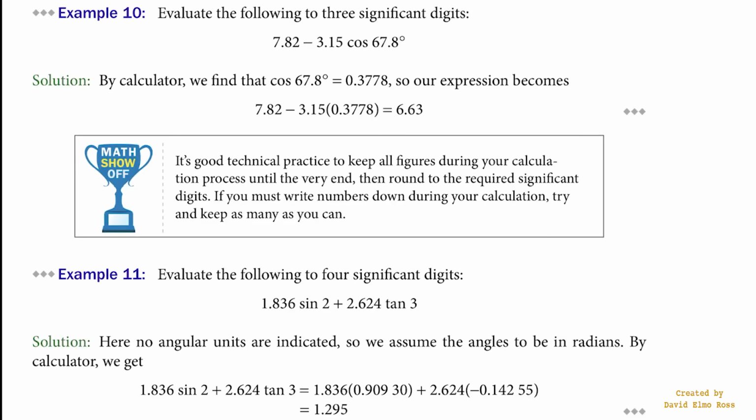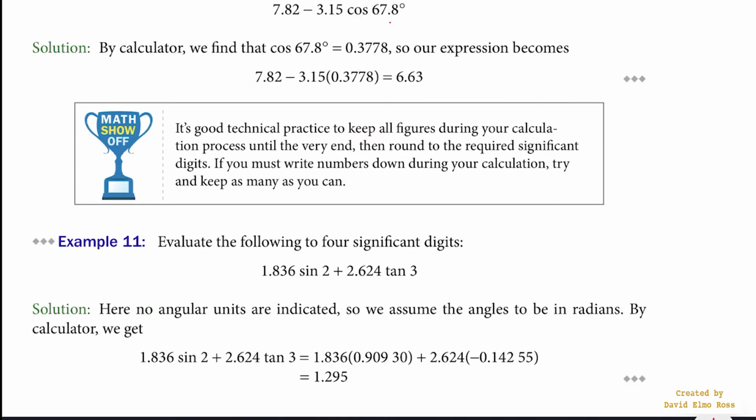Sometimes you're asked to evaluate expressions that have numbers like 7.82 minus 3.5 times cos of 67.8 degrees. What you have to do is work out what is the cosine of 68 degrees and plug it in here. And then because our numbers here had 3 significant digits, you should write the final answer to 3 significant digits.